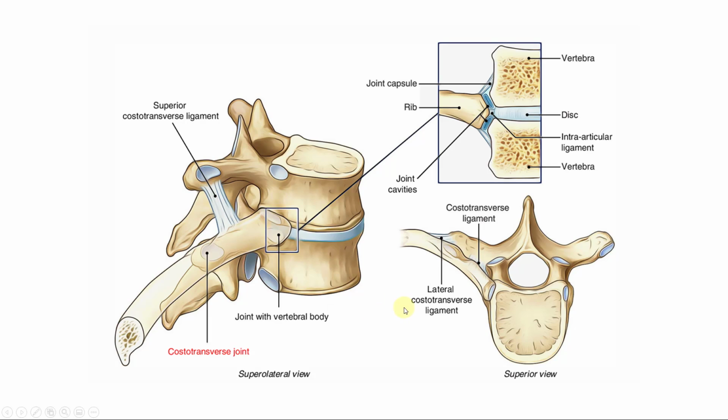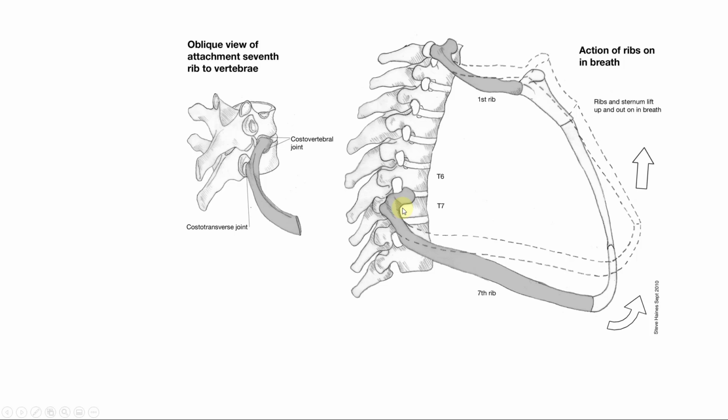Really nice image here looking at the facet joints for the costotransverse, or the costo. So rib is costo, transverse joint, and then the costovertebral joint as well, looking at this articulation. And all of this joint articulation and ability for movement is to allow this to happen, and this is basically expansion and contraction of the rib cage. And this is how respiration, or not respiration, but ventilation occurs.